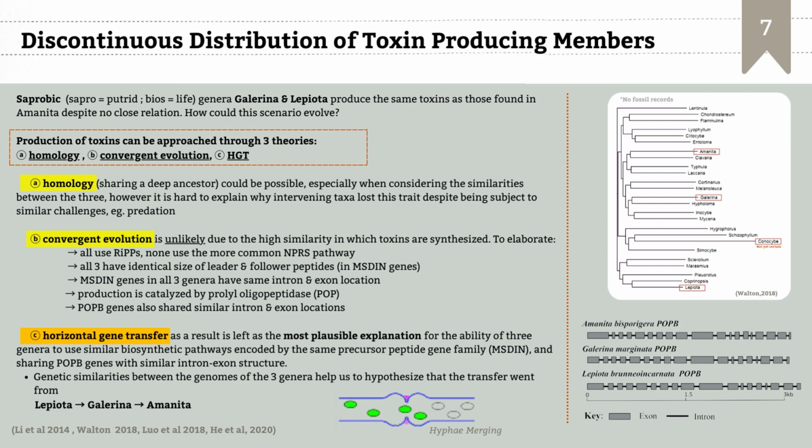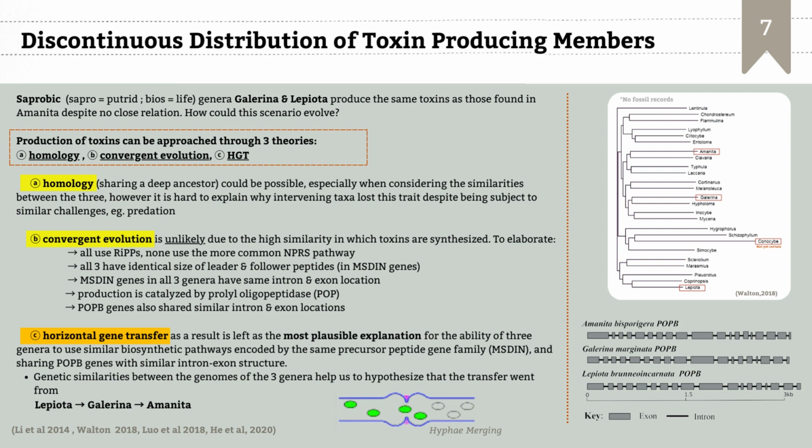And there's three options with which this scenario could have evolved. So there's homology, convergent evolution, and horizontal gene transfer. Homology, which means sharing a deep ancestor, could be possible, especially when considering the similarities between the three. However, it's hard to explain why the intervening taxa have lost this trait despite being subject to similar challenges. Convergent evolution is a good guess, but it's unlikely due to the high similarity in which the proteins are synthesized.